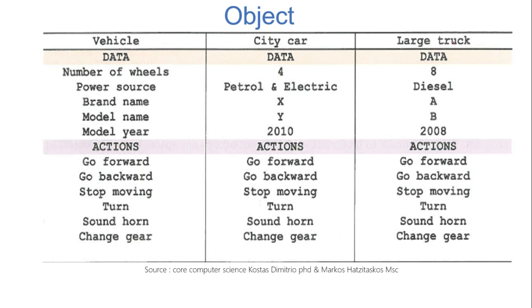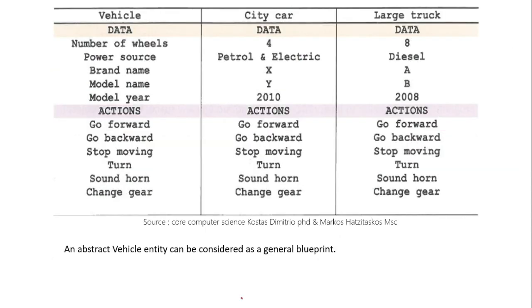The large truck with the 8 wheels will have different acceleration system from the city car. The inner working of this system are hidden from the driver, which allows people to drive a vehicle easily even if they do not have any knowledge of how engines work. An abstract vehicle entity can be considered as a general blueprint. It cannot be driven, but it can be used as a guide to build any type of specific vehicle.